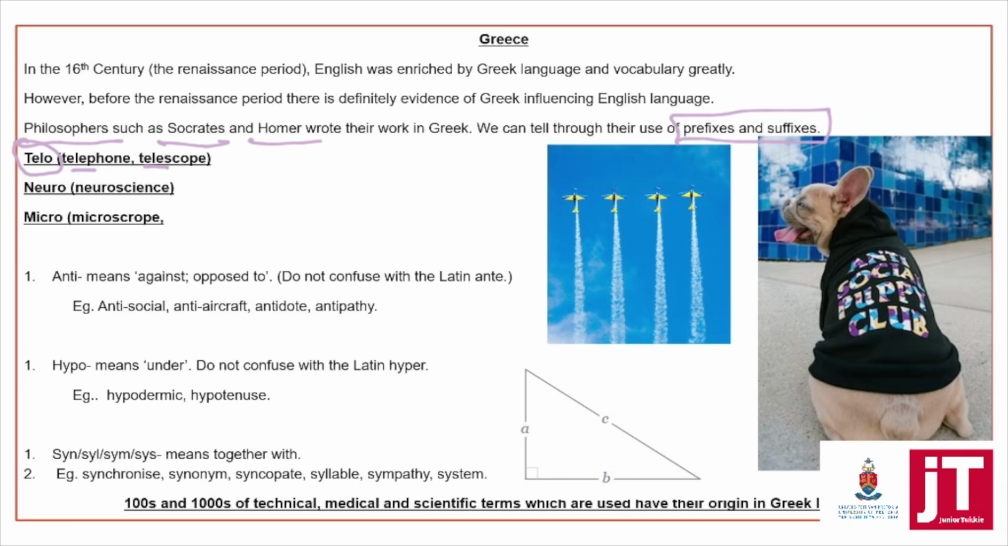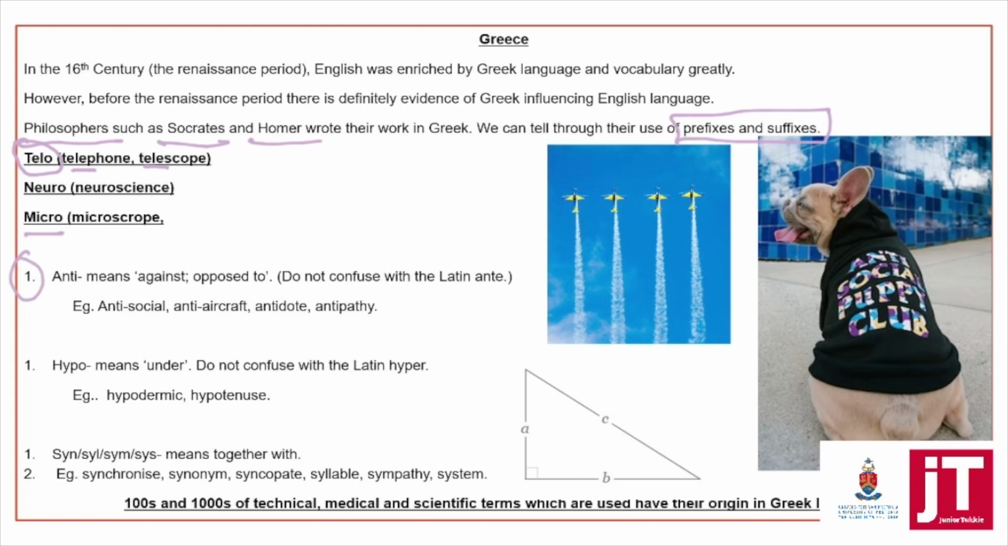Telephone, that's an old-fashioned word for a phone which you use with your hand, and telescope. Then neuro is your brain, neuroscience, and microscope, okay? So micro means tiny. So yes, there are many Greek prefixes, and there's also a lot of Latin ones. Let's have a look at some more.